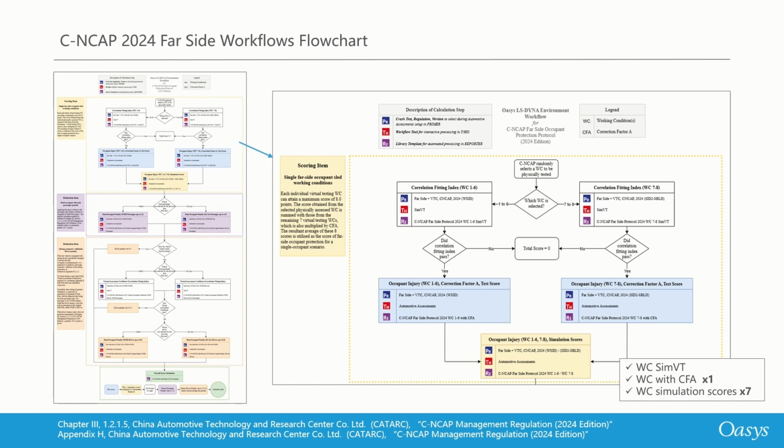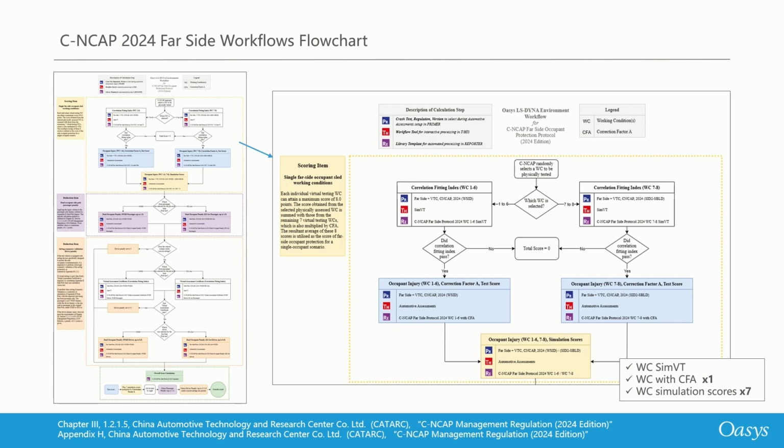To start with, C-NCAP will randomly select a working condition to be physically tested, and if it's 1 to 6, then we follow the left-hand route, and if it's 7 or 8, then we follow the right-hand route. Then we can set up the Automotive Assessments data in Primer, we can perform the correlation fitting index in SimVT, and we can also use the reporter template to generate a report of the correlation fitting.